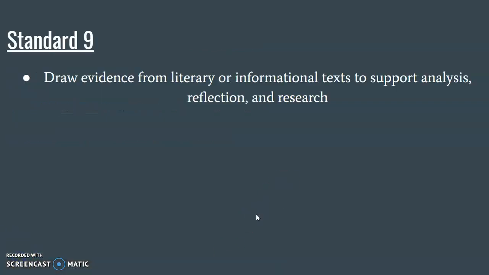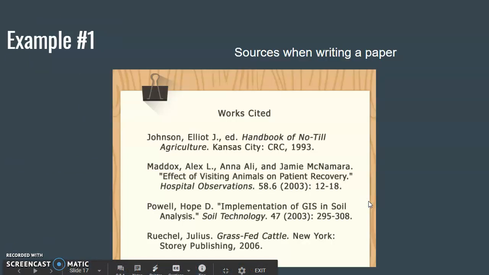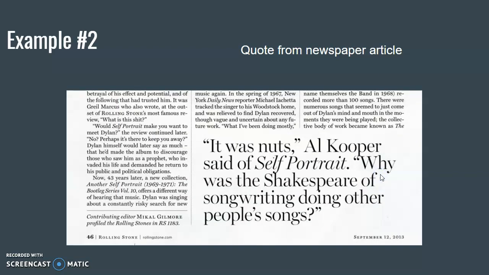Draw evidence from literature or informational text to support analysis, reflection, and research. What it means. Look for information and the meaning in what you read by pulling out quotes and summarizing what you are reading. Tell where the information is coming from, like who said it and what book it came from. When you write a paper, say where the information came from. Example. This example shows sources when you are writing a paper. Example 2 shows quotes from a newspaper article.